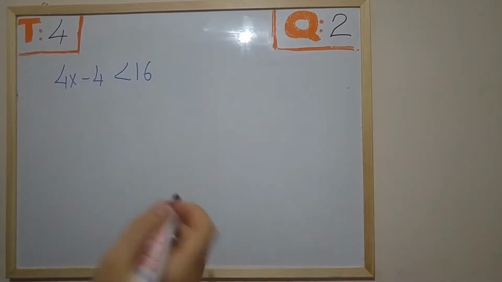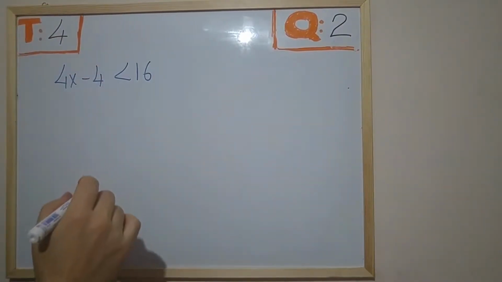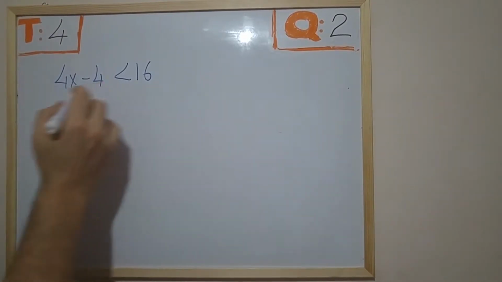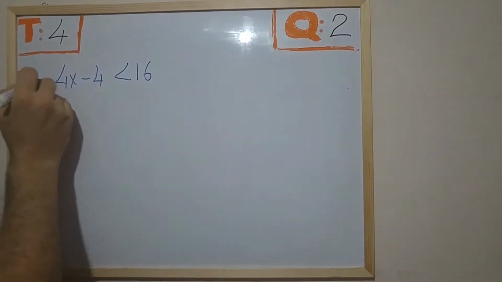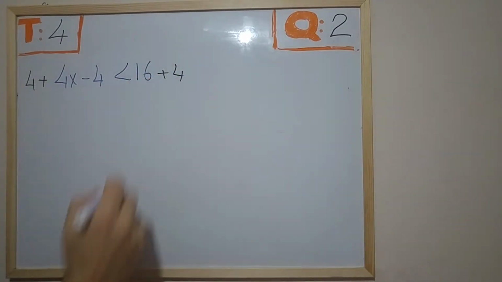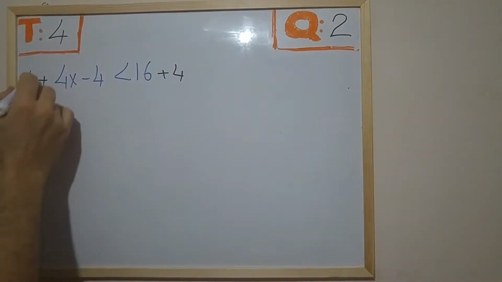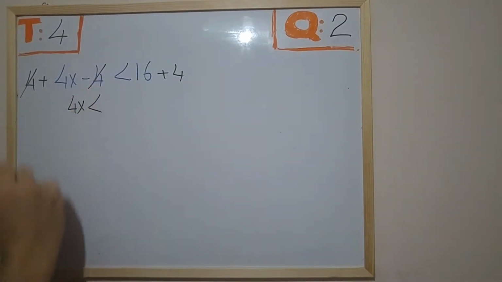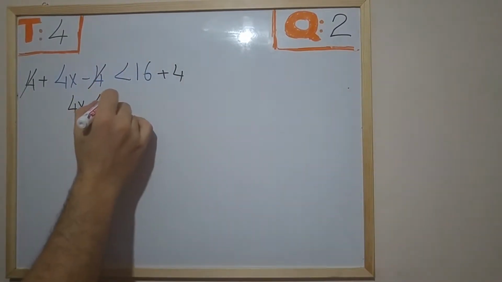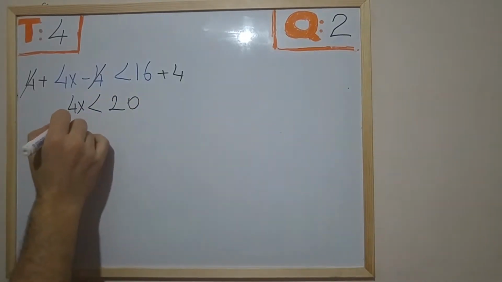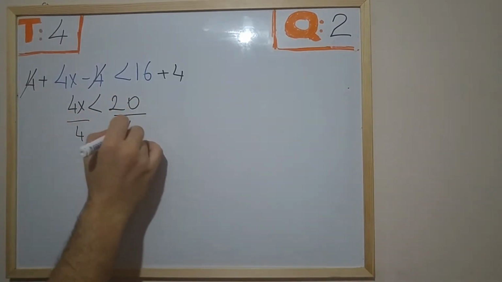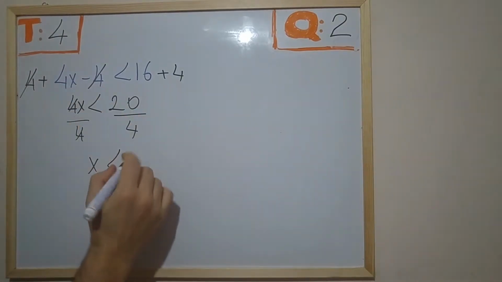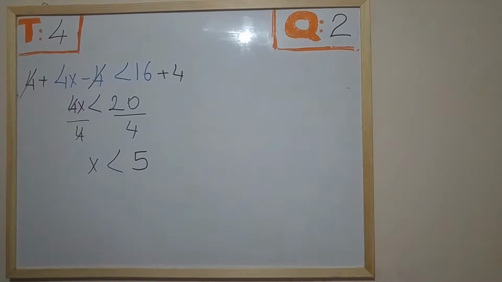For 4x minus 4 is less than 16. In order to solve this question, let's first add 4 to each side, plus 4 and plus 4, so that 4x is left alone. 4x is less than 20. Now we need to divide each side by 4, so that x is less than 20 divided by 4, 5.